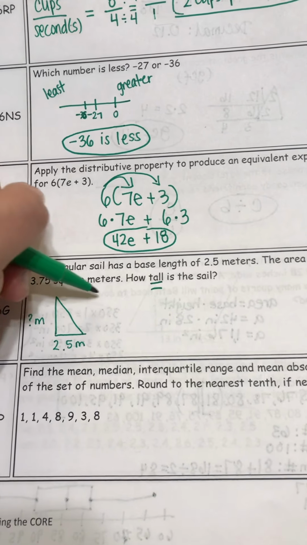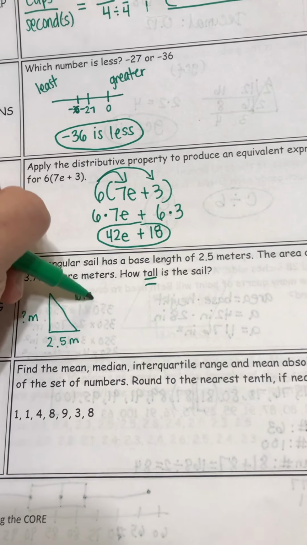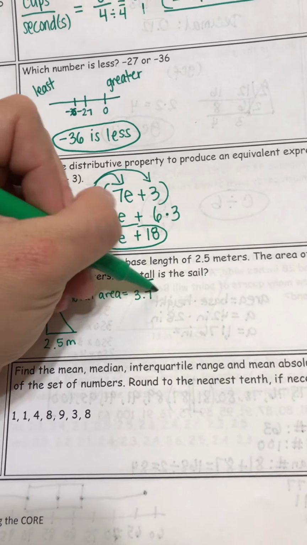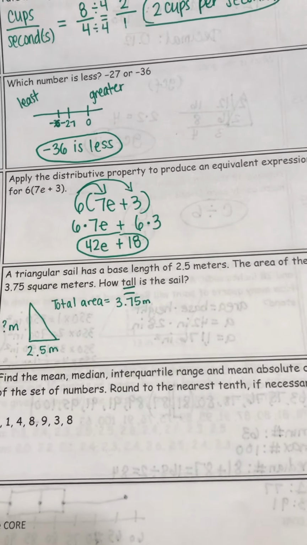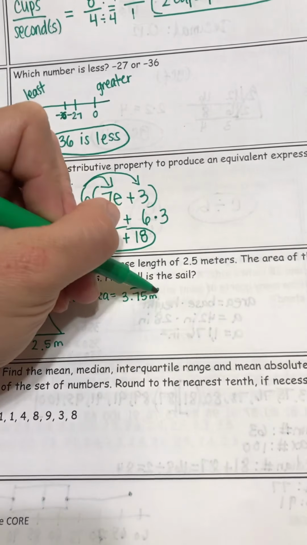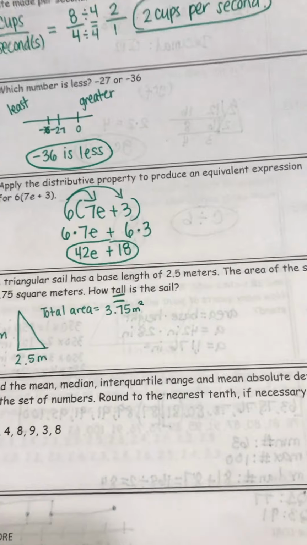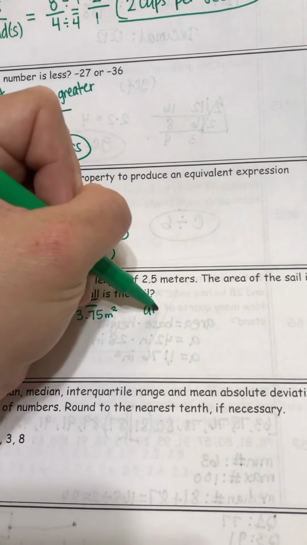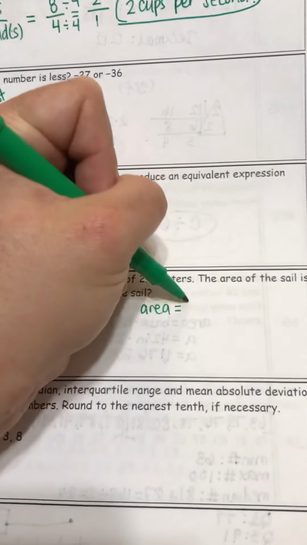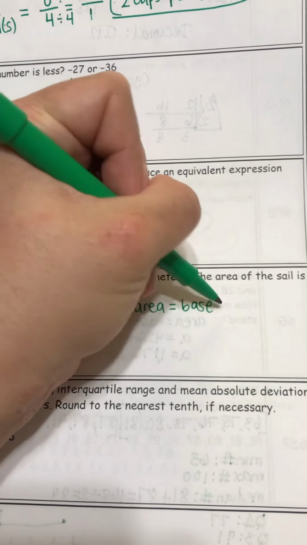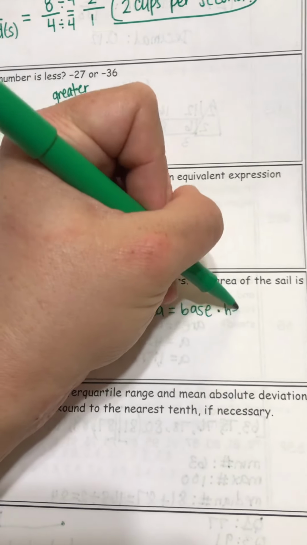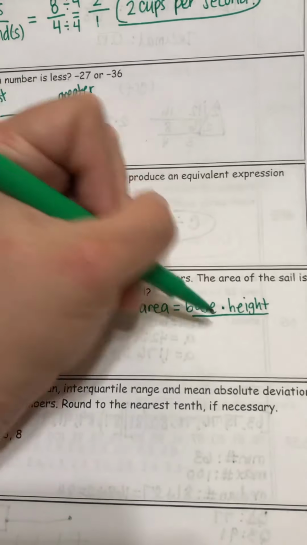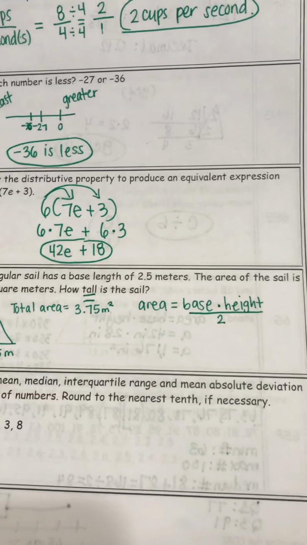And then I do know total area is 3.75 meters. Oh, meters squared. I almost forgot my squared. Oh my gosh, glad I figured that out. Okay, now, when we find area, we always multiply the base times the height. And then, remember, this is a triangle, so we divide by 2.